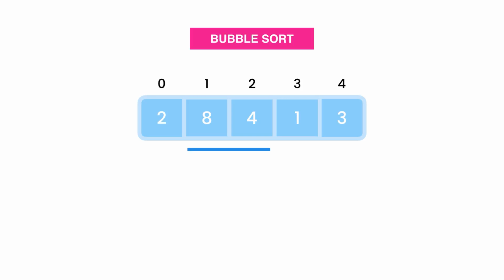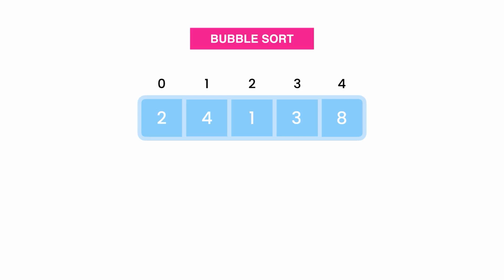Now we compare the items at index 1 and 2. Again, the right item is smaller, so we have to swap these items as well. One more time. Again, we have to swap these items. And one last time. Okay, this was our first iteration or first pass.